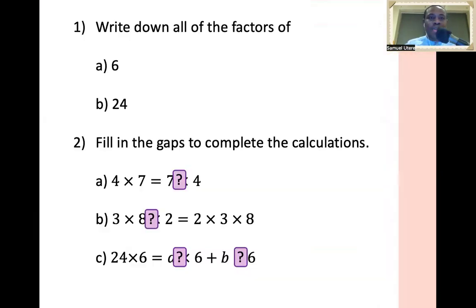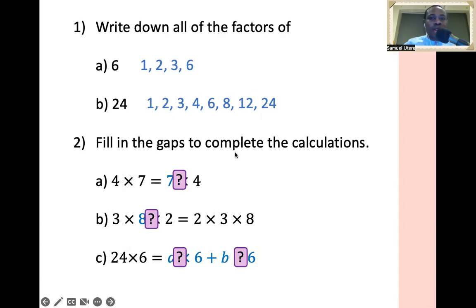Before we start, I would like you to pause the video and answer these retrieval practice questions in 2 minutes. For question 1, you were asked to write down all the factors of 6 and 24. Factors can be written as factor pairs. So you could have written 1, 2, 3, and 6, or you could have written them as factor pairs. 1 times 6 equals 6, 2 times 3 equals 6. For 24, you could have written these as the factors of 24. Again, using factor pairs, you could have gotten these factors.